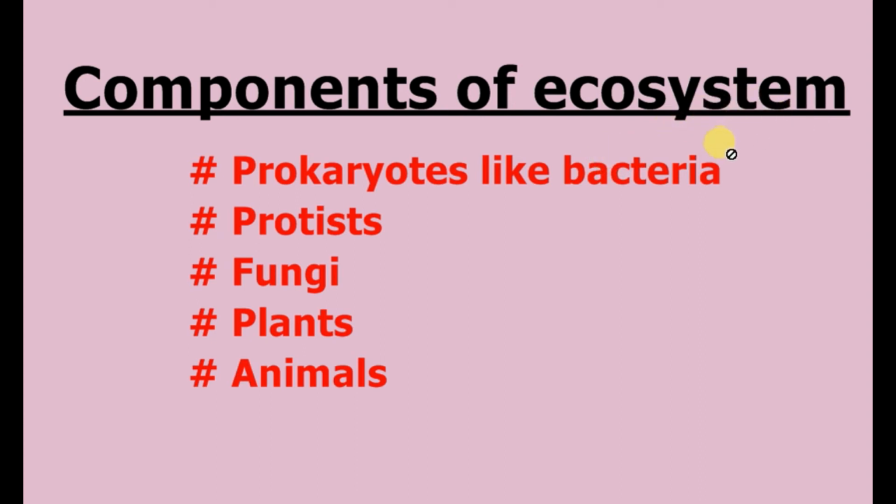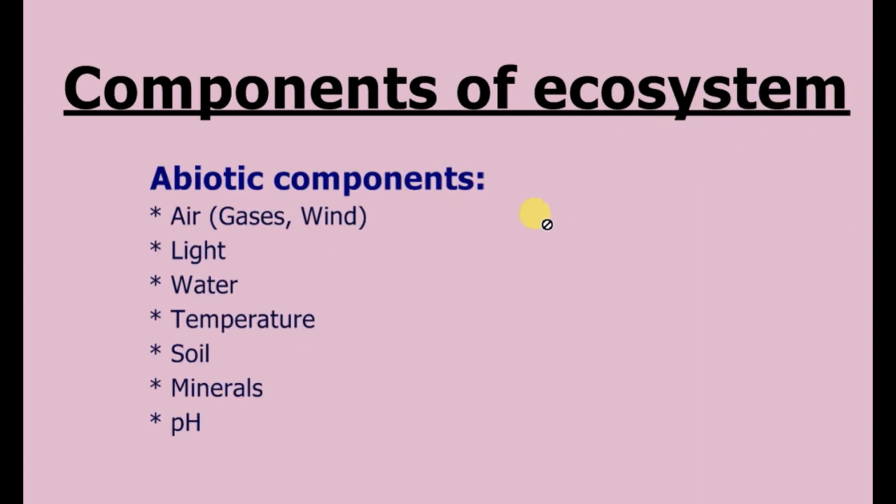Then we come to the second type of components. These are abiotic components. So which things are included in this category? First of all, the non-living. A means without, bio means living. So all non-living components are included in this category. What are these components? Air. Air may consist of different kinds of gases like oxygen and carbon dioxide. And these gases are used in different ways. Like oxygen is used in the process of respiration. Carbon dioxide is used in the process of photosynthesis.